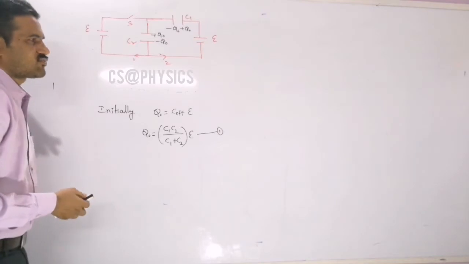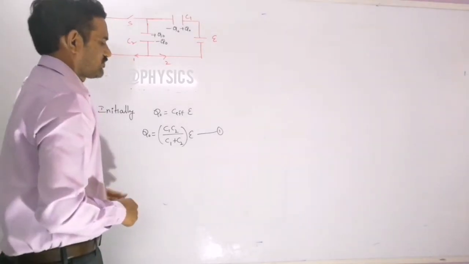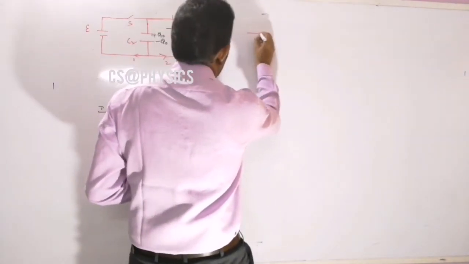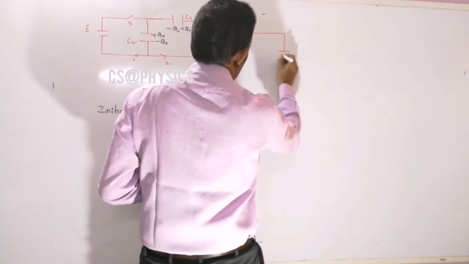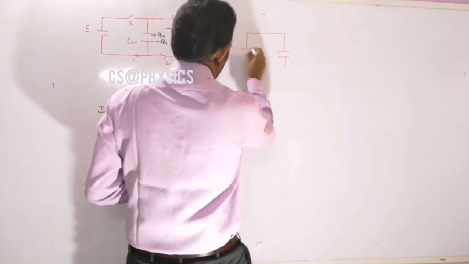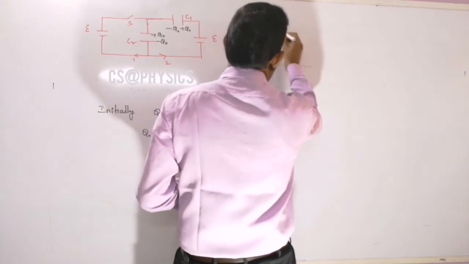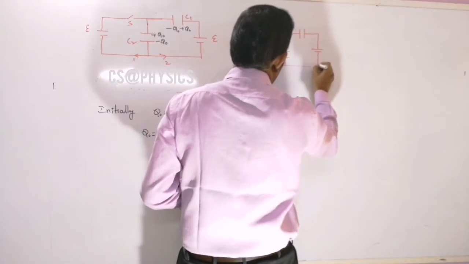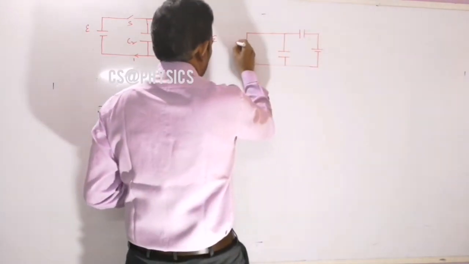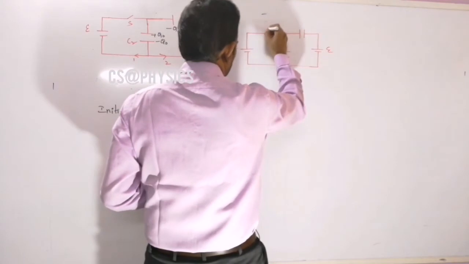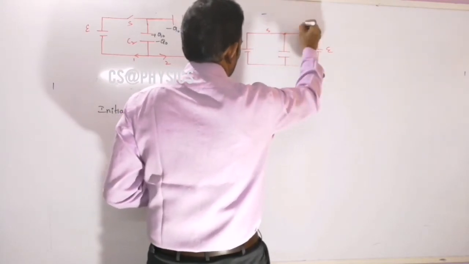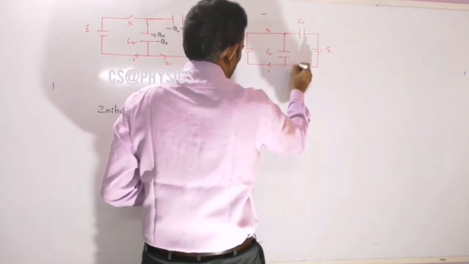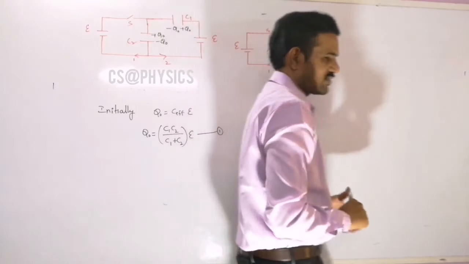Now let us consider the situation once the circuit is closed. Once the switch is closed, we can draw the circuit like this. One capacitor is there and this is another cell. This is the cell of EMF V and this is E and this is our switch S. This is C1 capacitance and this is C2, and these are the directions 1 and 2. So that is our circuit once it is closed.